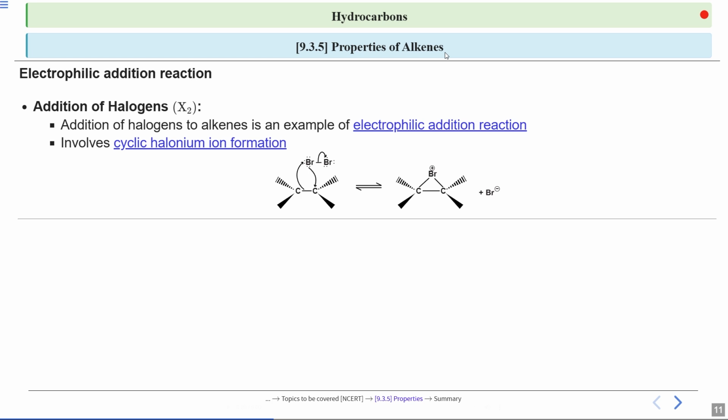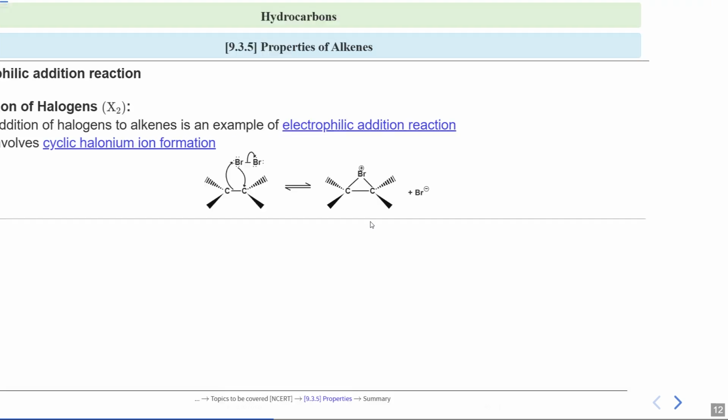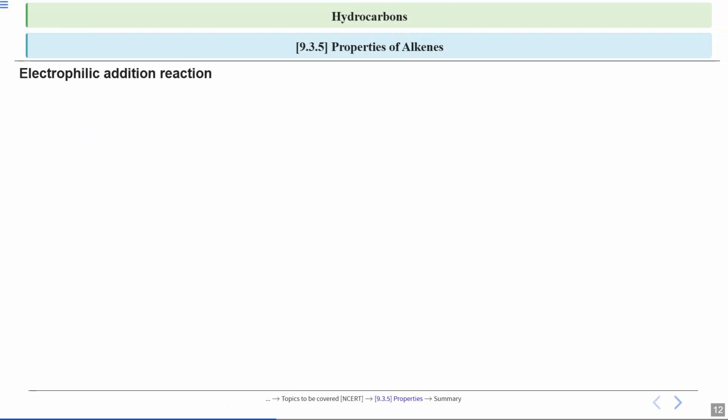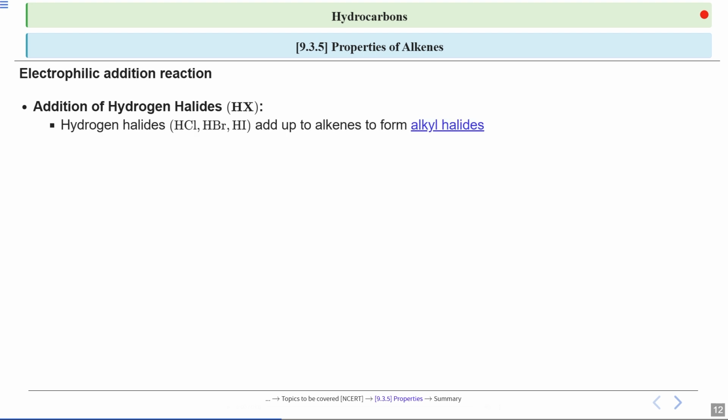Here we call it specifically a cyclic bromonium ion. See, the bromine has a positive sign and the other bromine is kicked out as Br minus, or bromide ion. Now this Br minus will attack from the opposite side where your Br plus is present, and that results in anti-fashion addition.